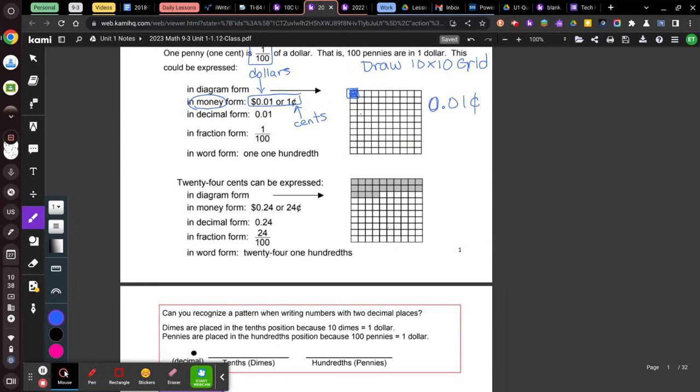That's written in dollar form, so you wouldn't have the cent sign there. You would have the dollar sign there. That's the difference between those. Okay. Now let's take a look at the next one.